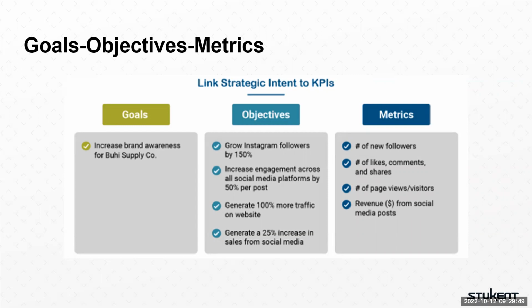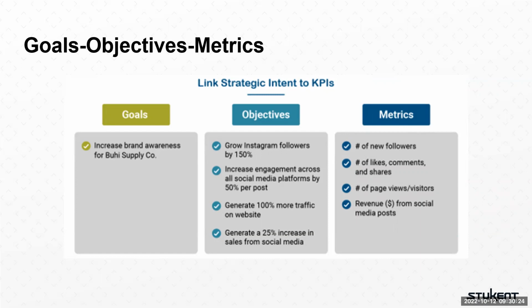Now let's move on to metrics. Metrics are the actual raw numbers that go into the objective. So you'll see an objective, you see grow Instagram followers by 150%. Okay, what was that actual number? If I said 150% of 50 is 75, I need to add 75 new followers. Those are my metrics. So if I am doing this monthly, the metrics are always going to change because the percentages won't change, but the numbers should if the percentages are growing at the rate that you want.